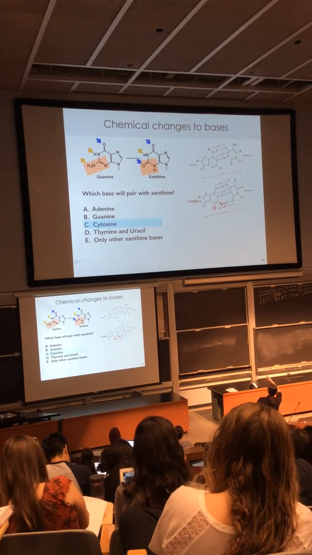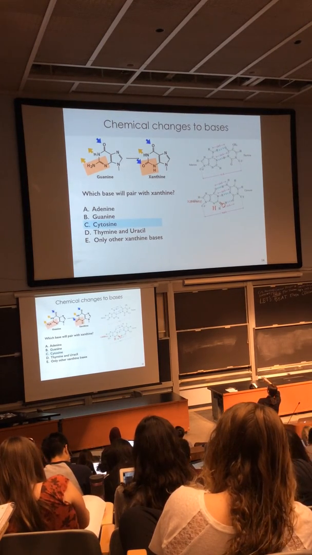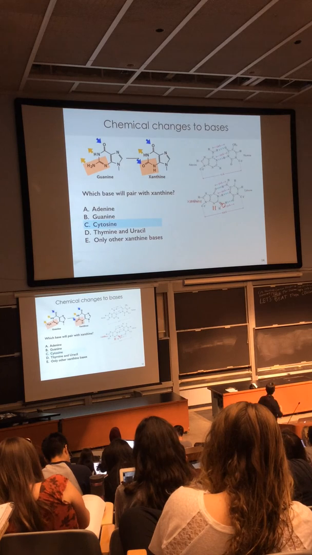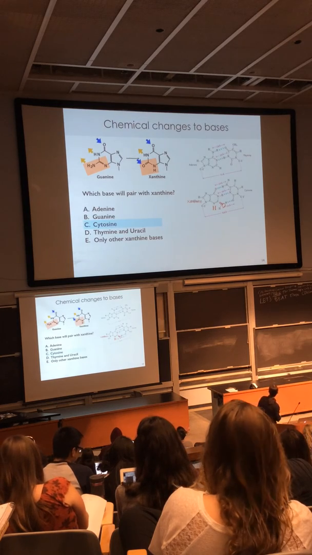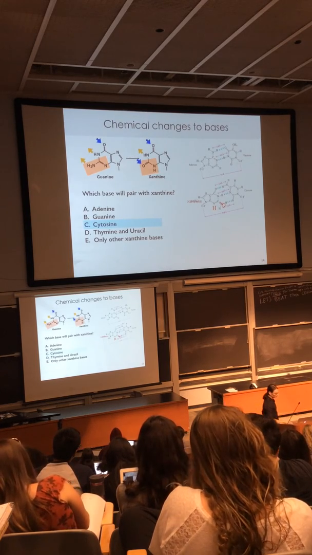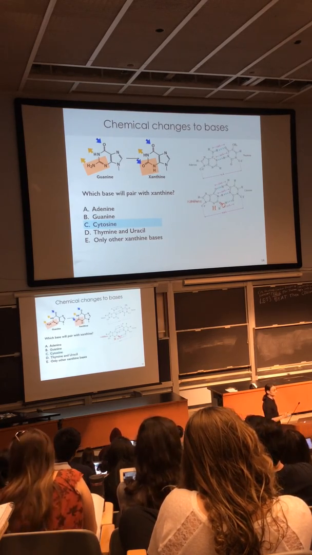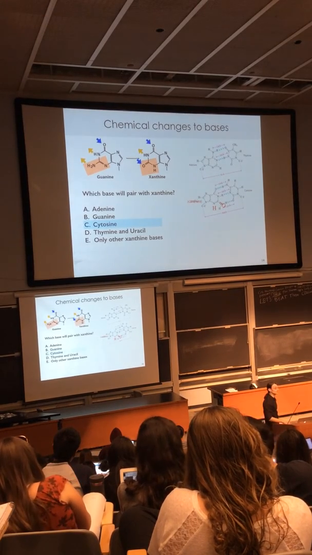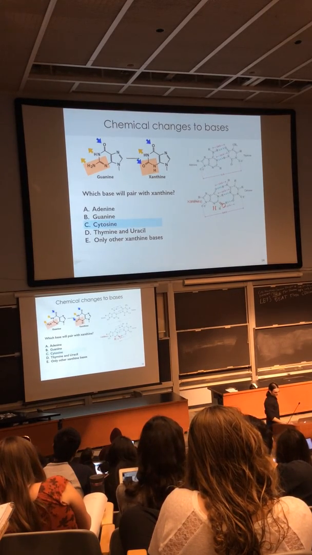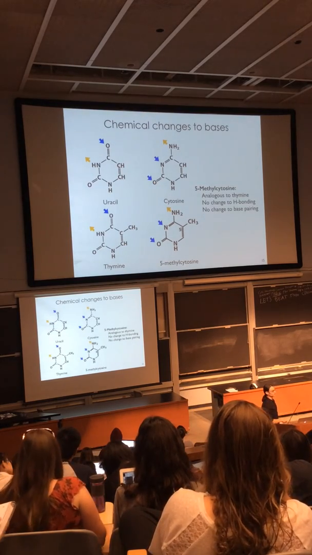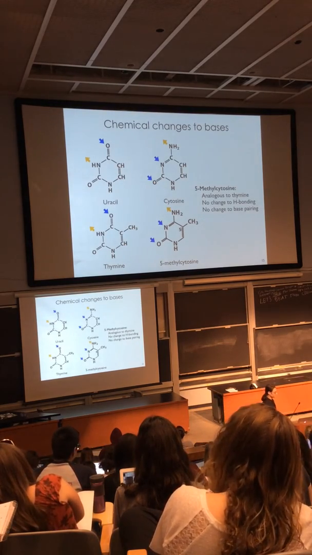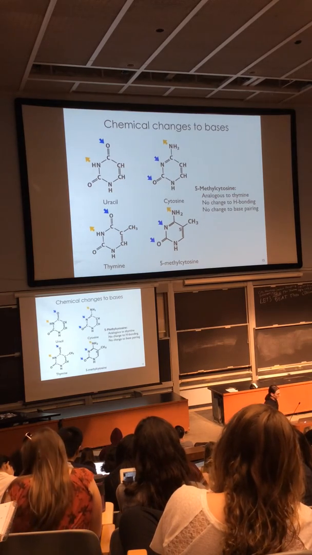each other, and then the pattern is determined by this pattern of hydrogen bond donors and acceptors. And in the case of xanthine, the pattern of donors and acceptors matches better with cytosine than with thymine, even after that chemical change. So there are chemical changes that can happen to bases that don't directly affect their base pairing.